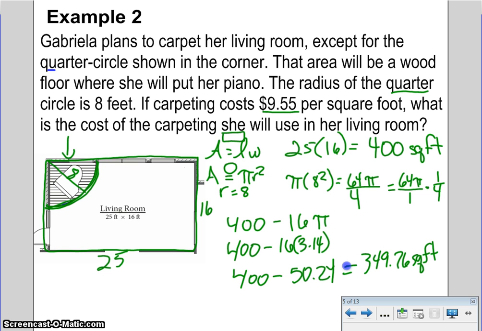Now, when purchasing carpet, they're only going to do it in terms of entire square feet. They're not going to sell 349.76 square feet. So what we need is we're going to take 350 square feet and multiply it by the $9.55. And we find the amount that she's going to be spending for this carpet is $3,342.50.